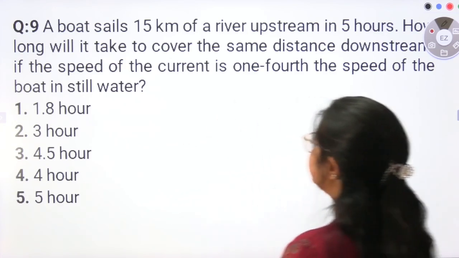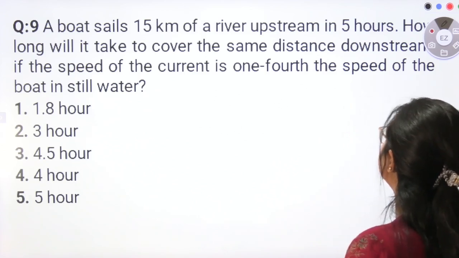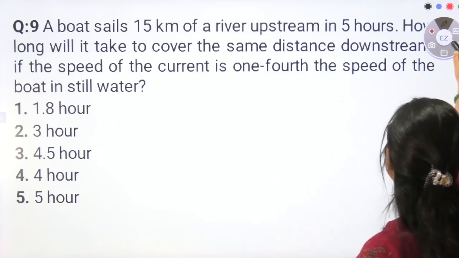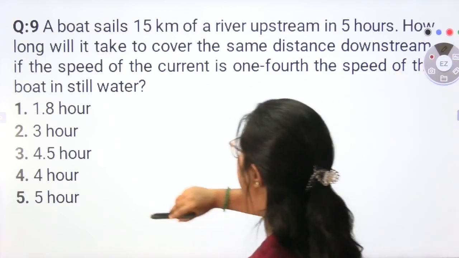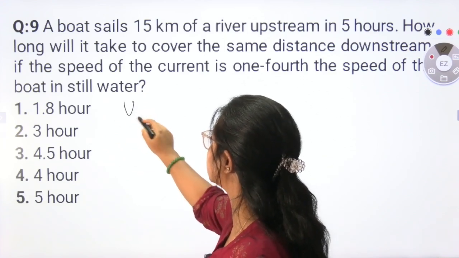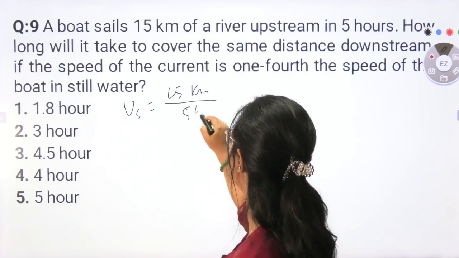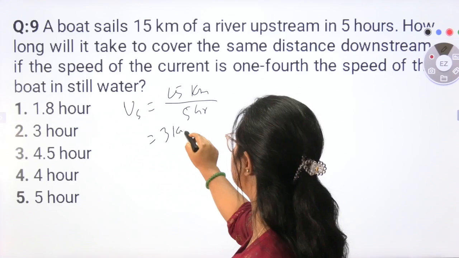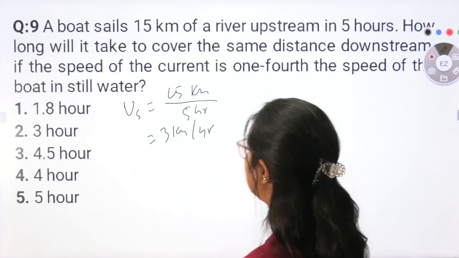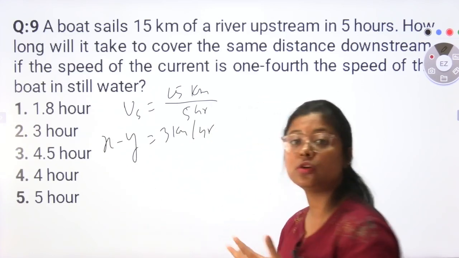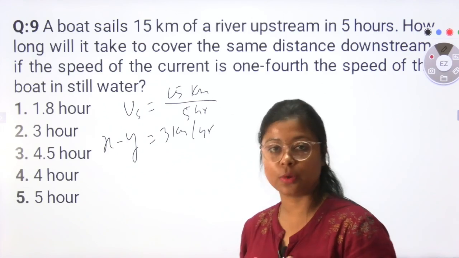So a boat sails 15 km of a river upstream in 5 hours. That means the upstream speed will be how much? The upstream speed will be 15 km by 5 hours, so 3 km per hour. Okay. So my upstream speed means x minus y, where x is the speed of the boat and y is the speed of the stream.